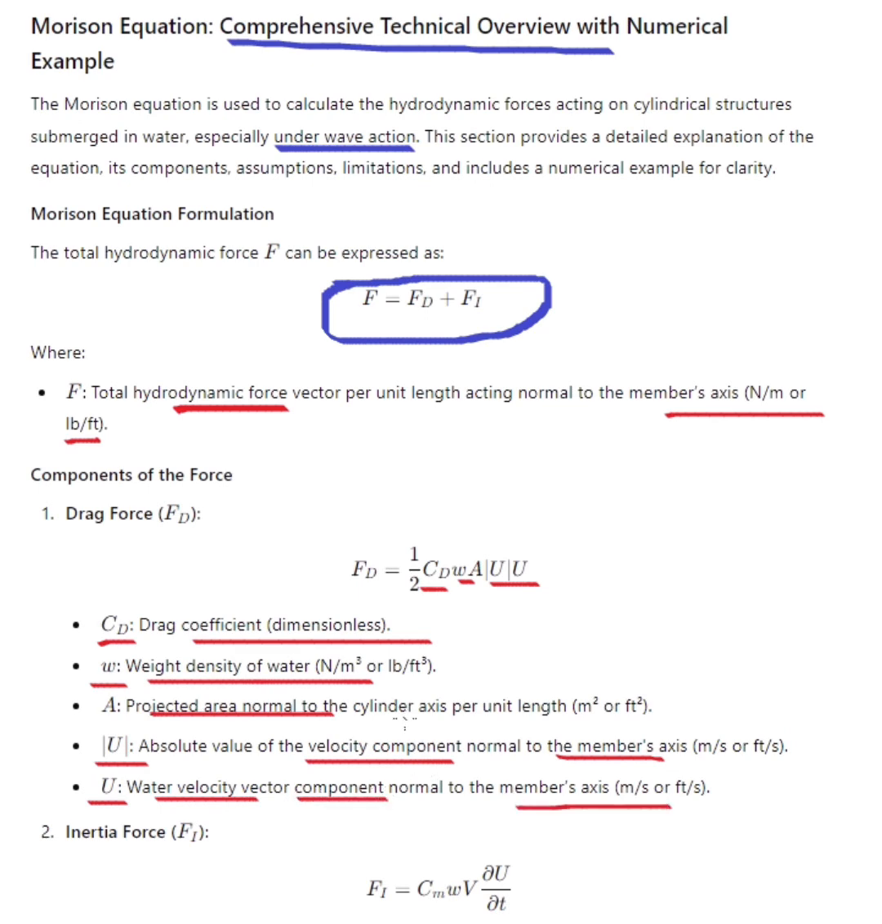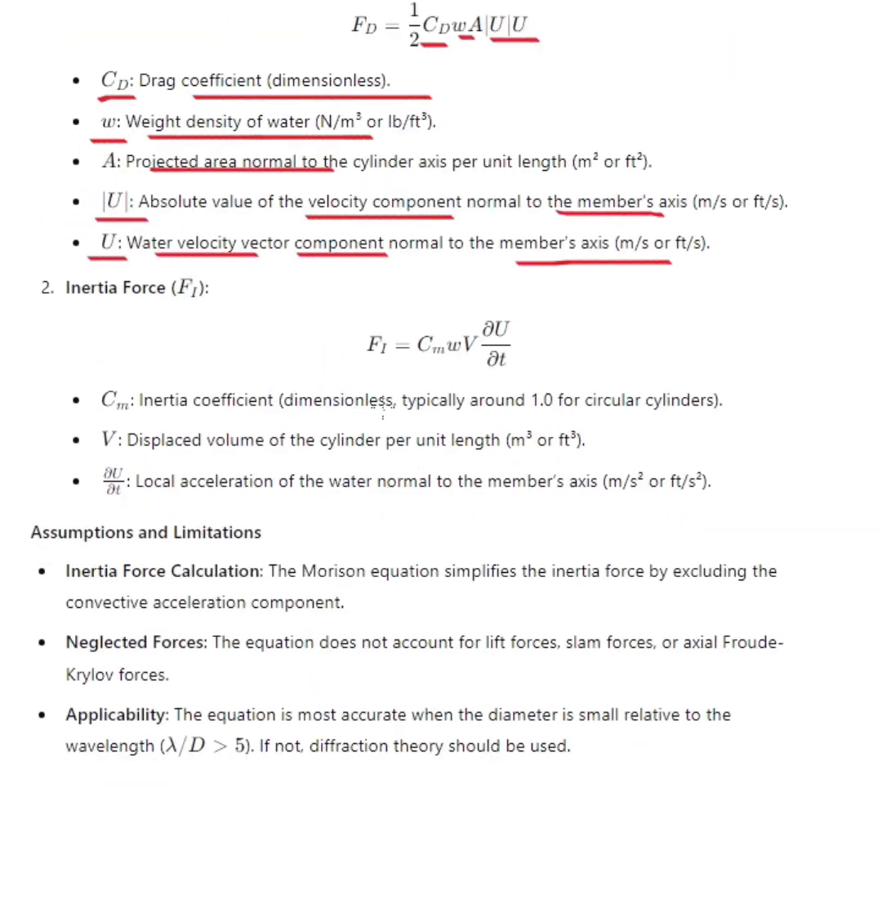And the inertia force is Fi equals Cm W V ∂U/∂t. Cm is the inertia coefficient, which is dimensionless, typically around 1 for circular cylinders. V is the displaced volume of the cylinder, and ∂U/∂t is the local acceleration of water normal to the member axis.